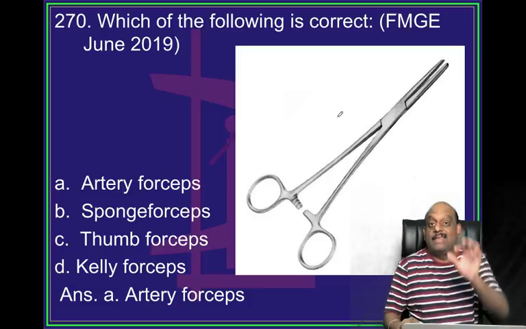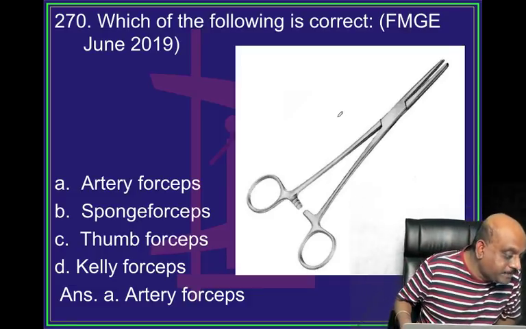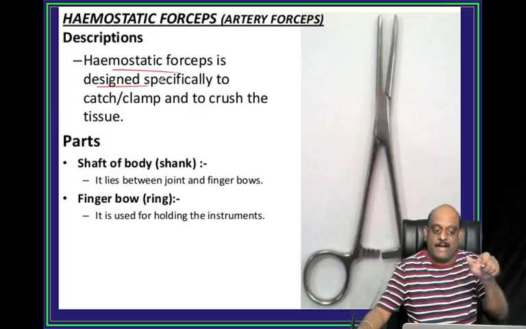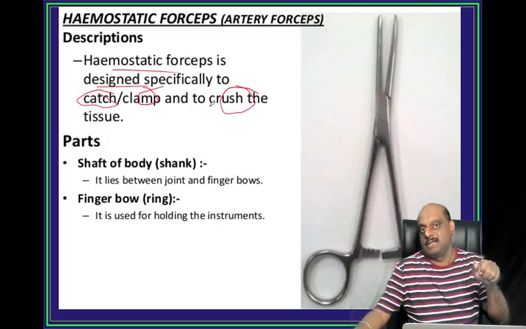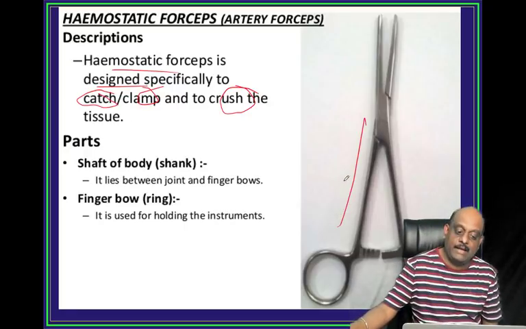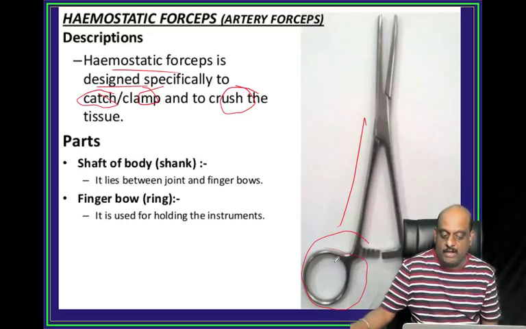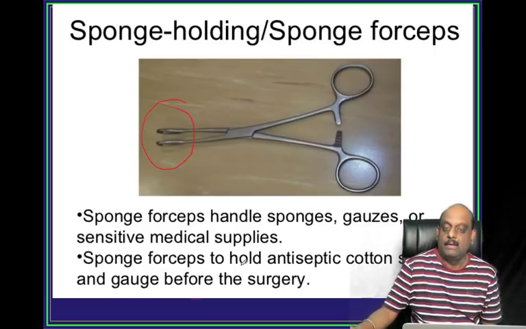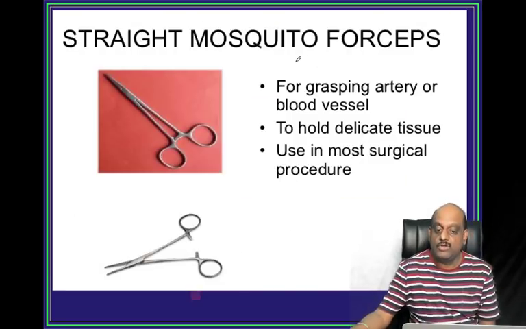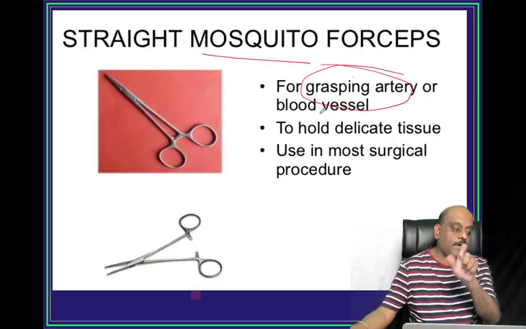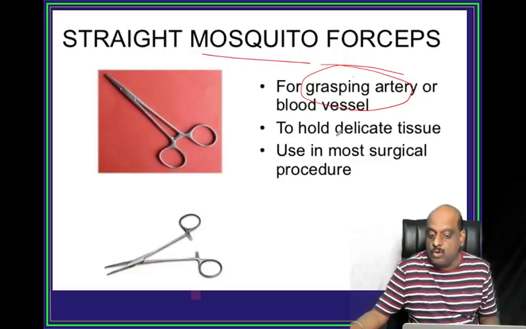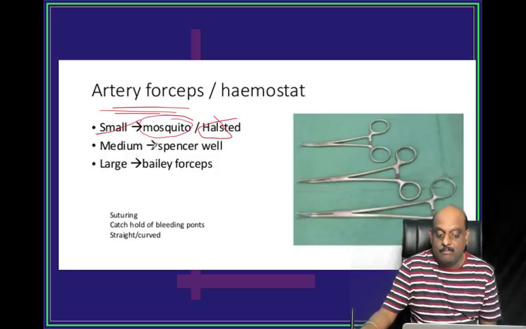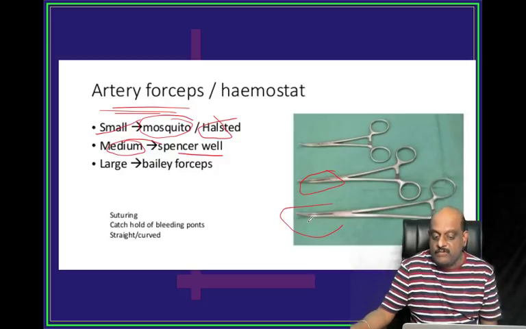Now doctor, this is artery forceps, not sponge forceps. Hemostatic forceps is designed to catch or clamp or to crush the tissue. There is a shaft, shank, and a finger bow, the ring which is used for holding the instrument. Whereas this is sponge holding forceps. That's what you should recognize. Mosquito forceps is basically a forceps to grasp the artery or blood vessel or to hold delicate tissue. Among artery forceps, the small one is mosquito Halsted, medium is Spencer Wells, large is Bailey's forceps.